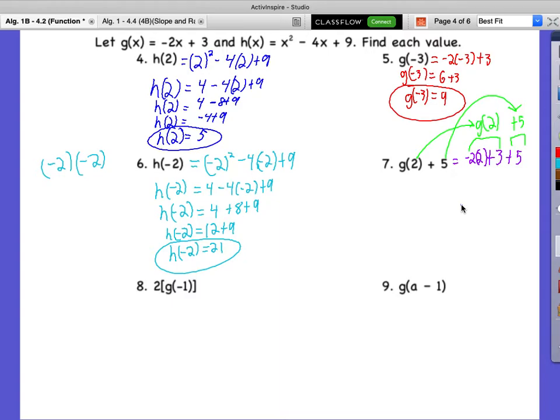Okay, so let's talk about this one. G of 2 plus 5. First up is negative 2 times 2, which is negative 4. Plus 3 plus 5. What's negative 4 plus 3? Adding and subtracting left to right. Negative 4 plus 3 is negative 1. What is negative 1 plus 5? It's 4. So G of 2 plus 5 ends up being 4. Questions on that one?